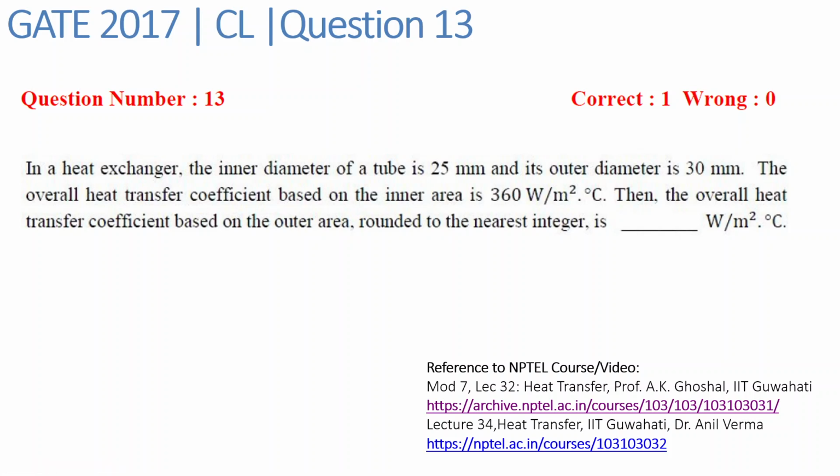So in this question we have been given a double pipe kind of heat exchanger, and we have been given the heat transfer coefficient based on the inner area, and we have to find the overall heat transfer coefficient based on the outer area. So ultimately we will be applying the energy balance, that is, the heat transfer rate will be equal to UA delta T, and we will be equating for both the cases to find the overall heat transfer coefficient based on the outer area. So I'll just play the video solution.